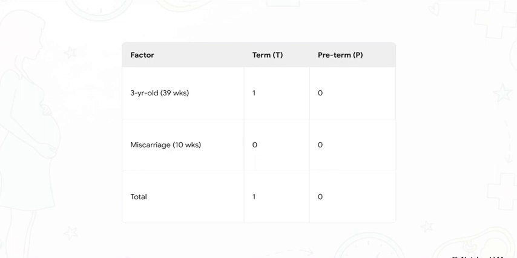Moving right along, let's evaluate term and preterm births. We know there's a 3-year-old child who was born at 39 weeks. If you recall our definitions, anything 37 weeks and onward is considered term. So that fits perfectly into the term category, giving us a score of 1. Now what about preterm? The only other factor is the miscarriage, but that happened way back at 10 weeks. Since preterm only counts births between 20 and 37 weeks, our preterm score, our P, remains firmly at 0.